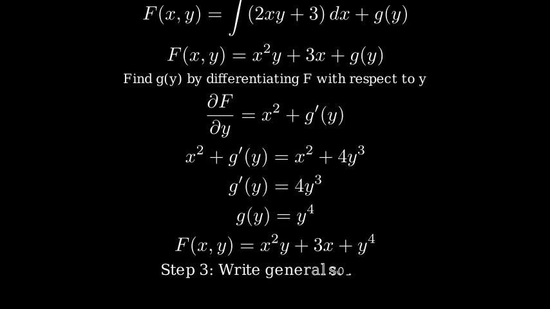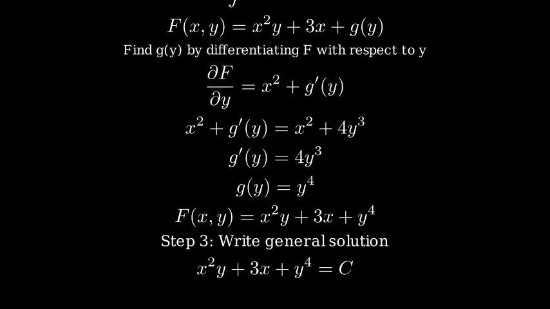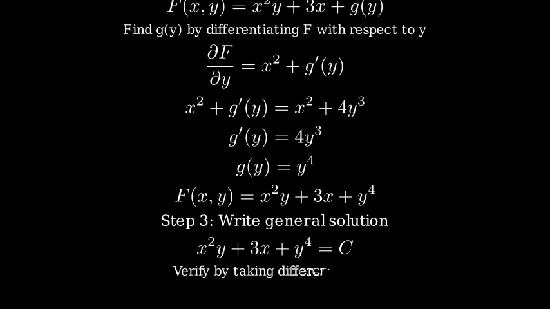Step 3. The general solution is x squared y plus 3x plus y to the fourth power equals C. We can verify this is correct by taking the differential of f and confirming it matches our original equation.